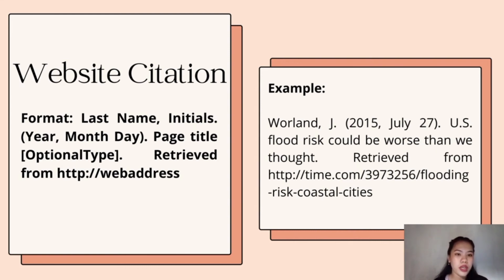2015, followed by a comma, July 27, and then after the close parenthesis followed by a period, and then the page title, which is US Flood Risk Could Be Worse Than We Thought, followed by a period, and then don't forget the retrieved from where or which website. So we have retrieved from http time.com, and then we have here the DOI number, and then the title of the page, which is Flooding Risk Coastal Cities. So that would be all for the citations and references. I hope that you've learned something from these topics.